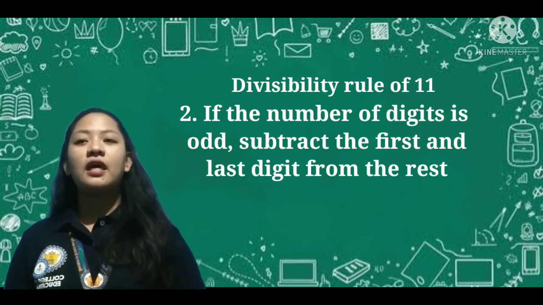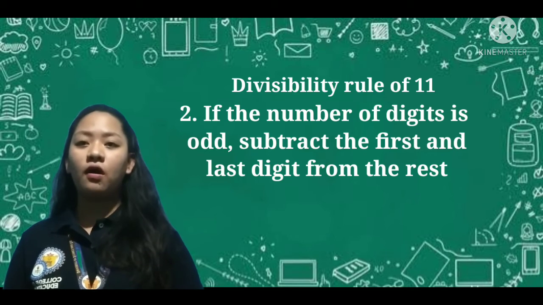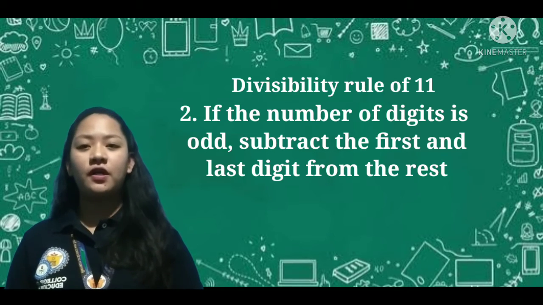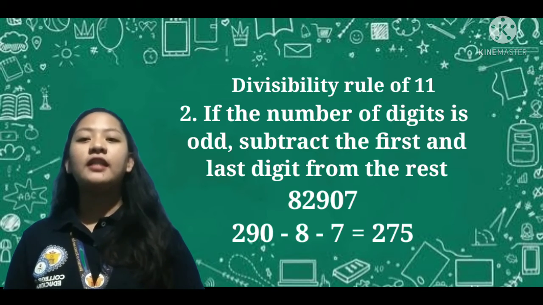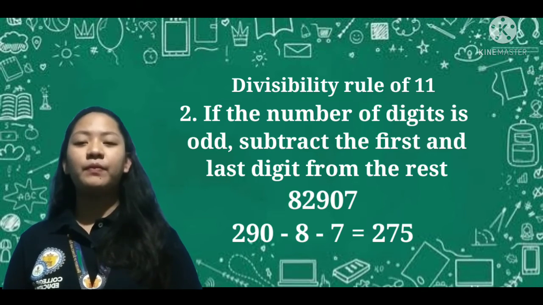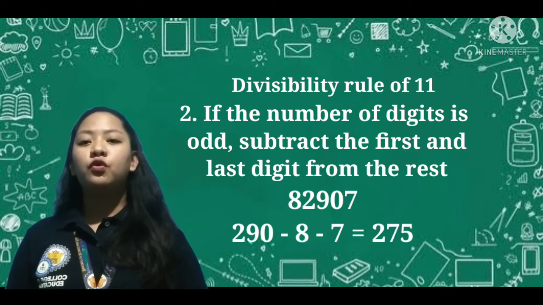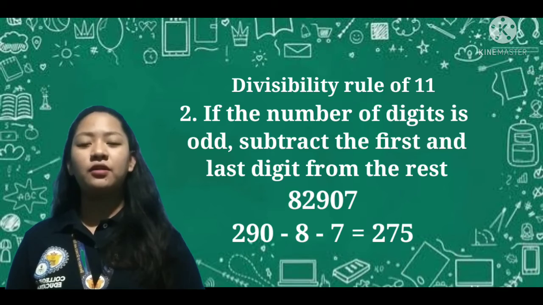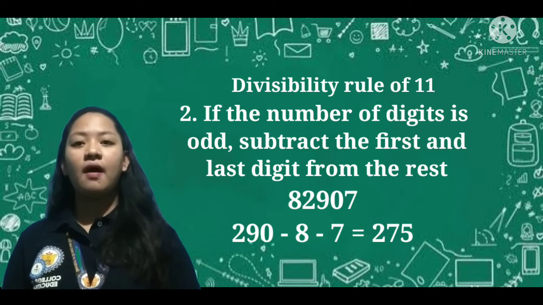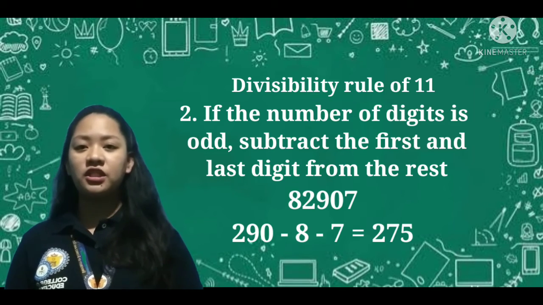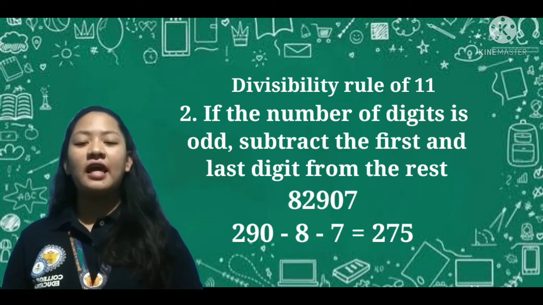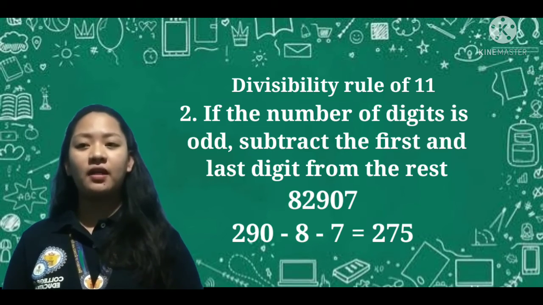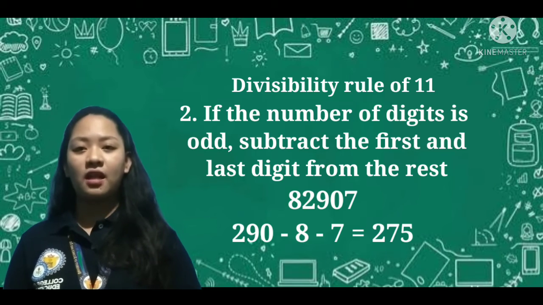Number 2 is, if the number of digits is odd, then subtract the first and the last digit from the rest. For example, 82,907. The number of digits is 5. Then 290 minus the first digit, 8, minus 7, the last digit, equals 275. Thus, 82,907 is divisible by 11.